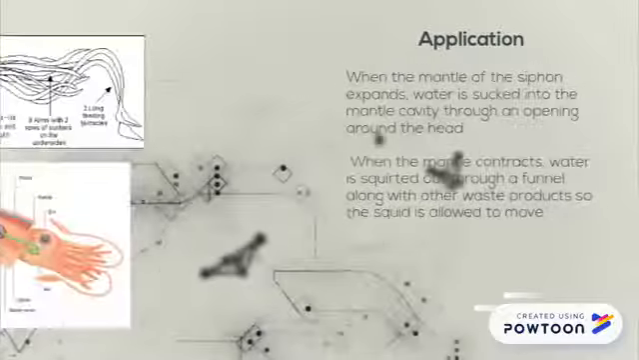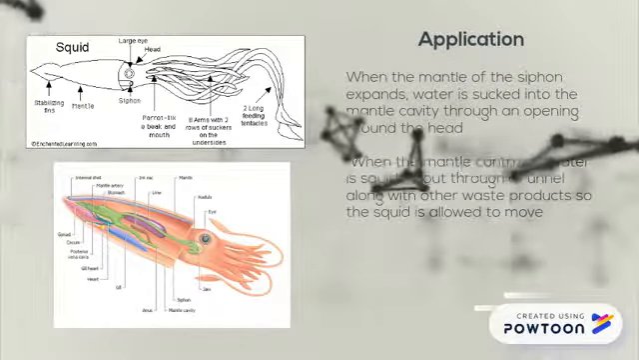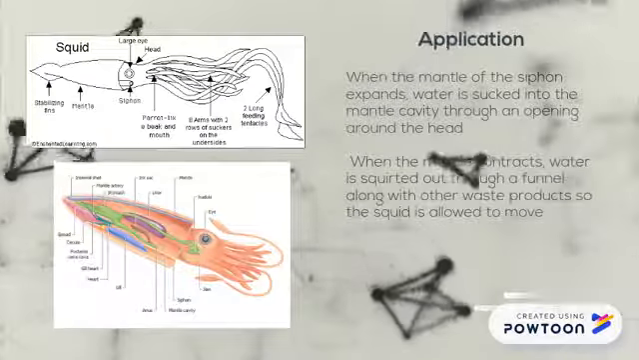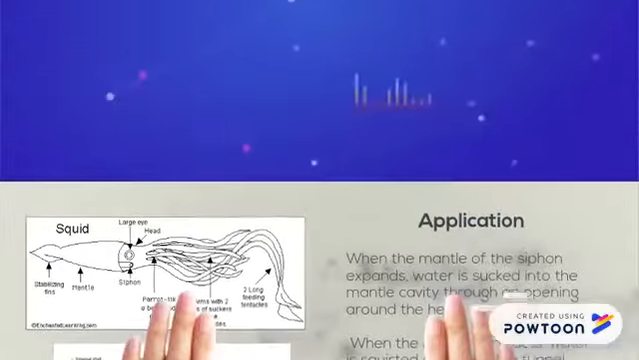When the mantle of the siphon expands, water is sucked into the mantle cavity through an opening around the head. When the mantle contracts, water is squirted out through a funnel along with other waste products, so the squid is allowed to move around through the body of water.